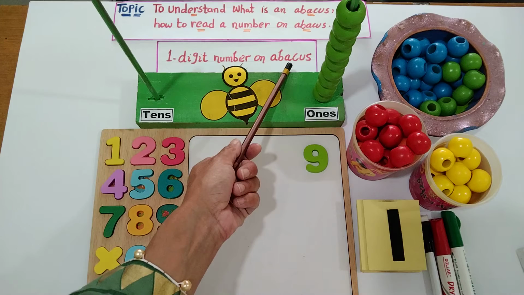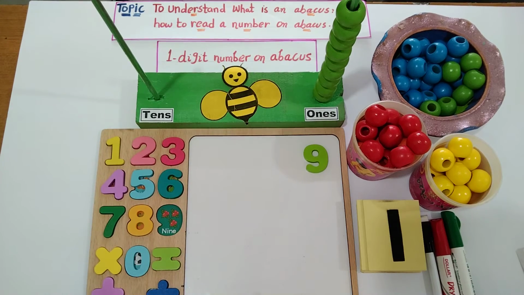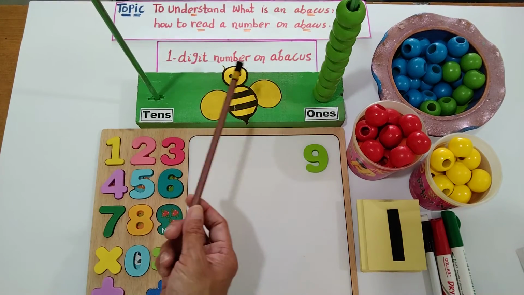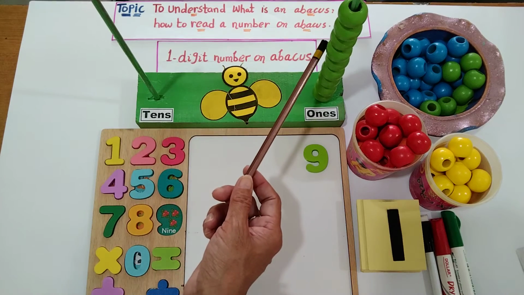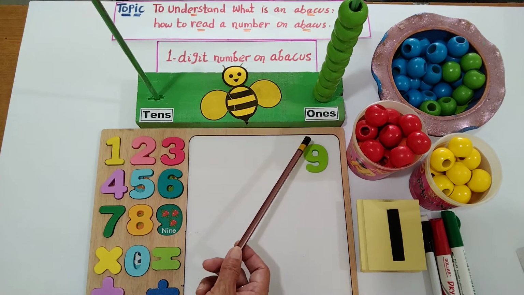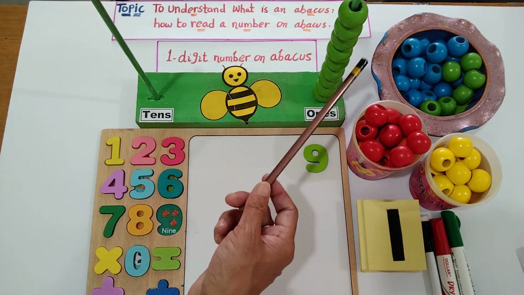on the abacus. Now in the second part of this video, we will learn about two digit numbers on the abacus. Got it? Okay, you have to practice at your home for the one digit numbers on the abacus, and you have to identify what the number will be according to the beads.